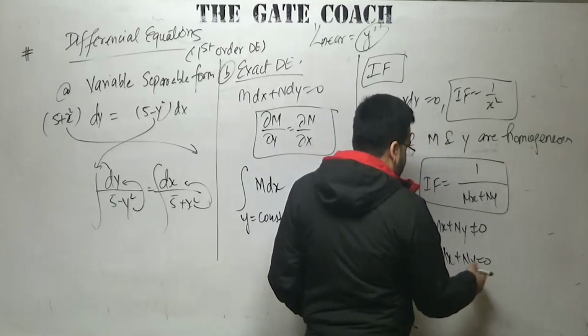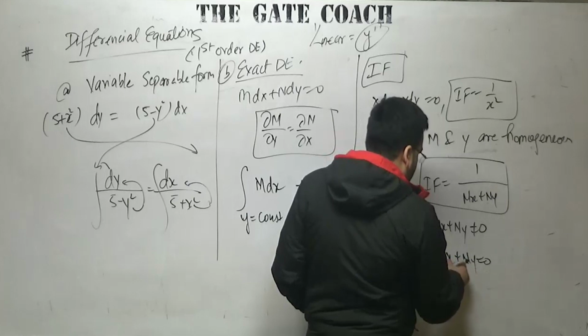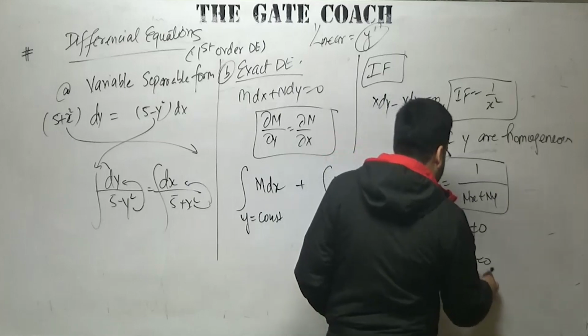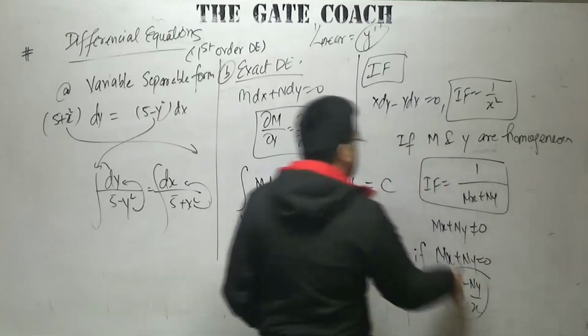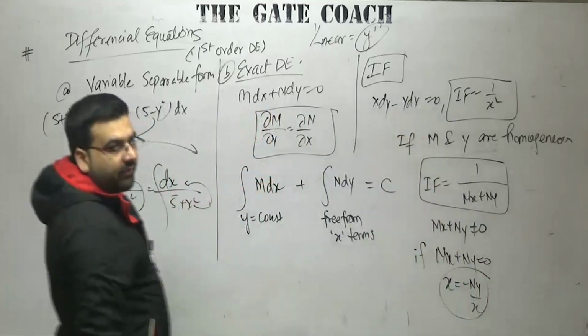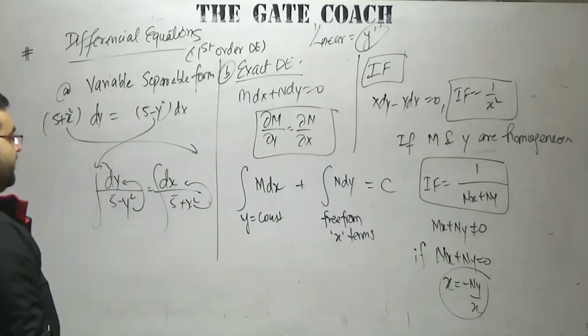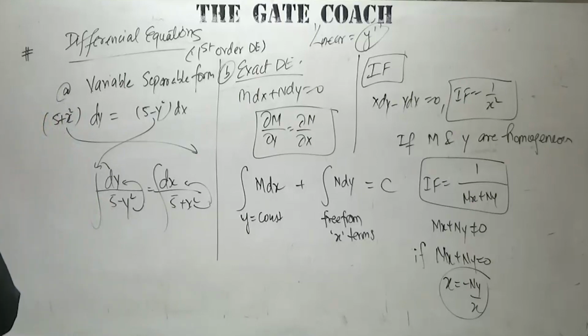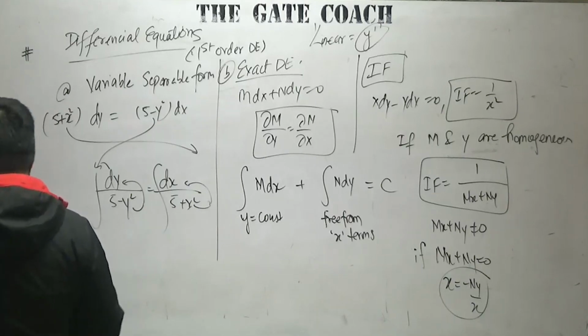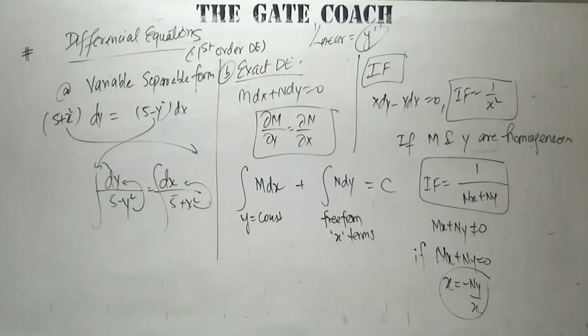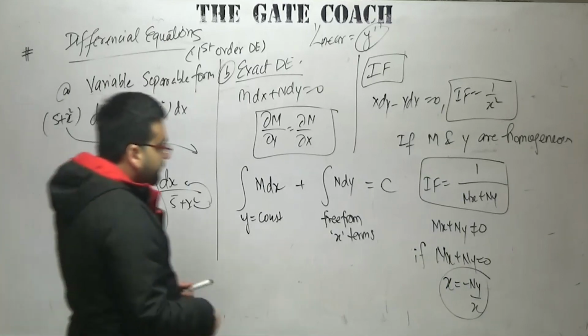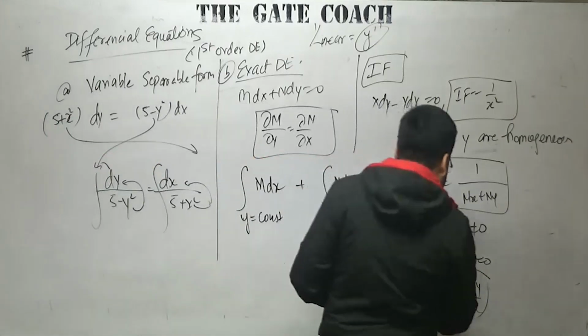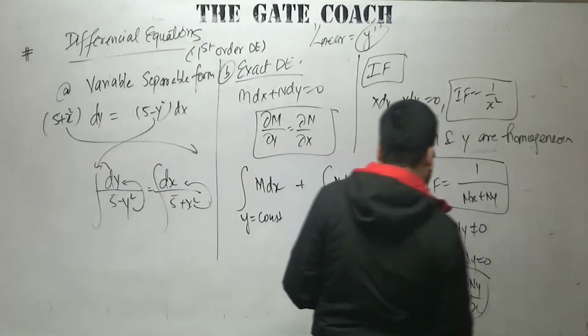How can you solve it? You will say, sir, from here, M will be equal to minus Ny upon x. You put it in this equation and solve it. You will be getting tan inverse of something from this.